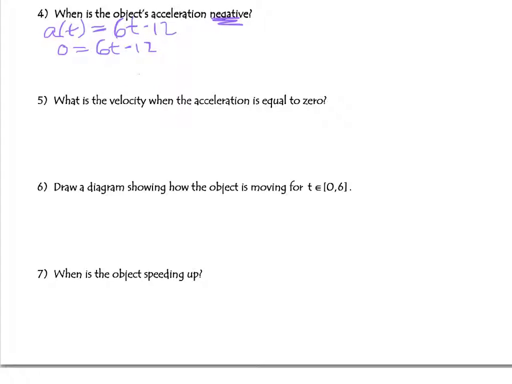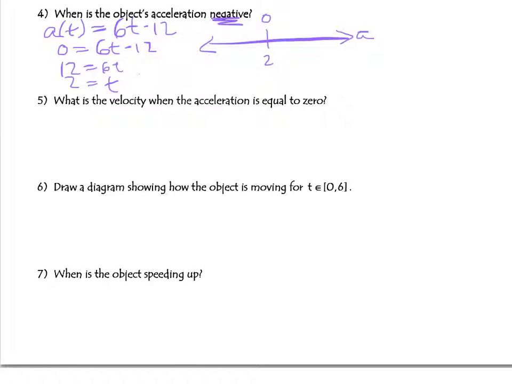We can add 12 to both sides and divide by 6, so t equals 2. That's when our acceleration is going to be equal to 0. So we want to figure out what happens on either side of that.